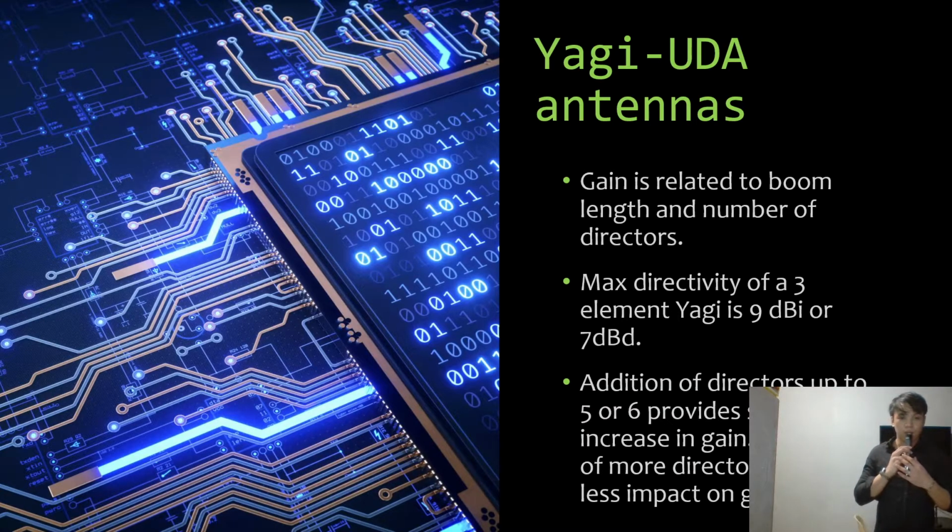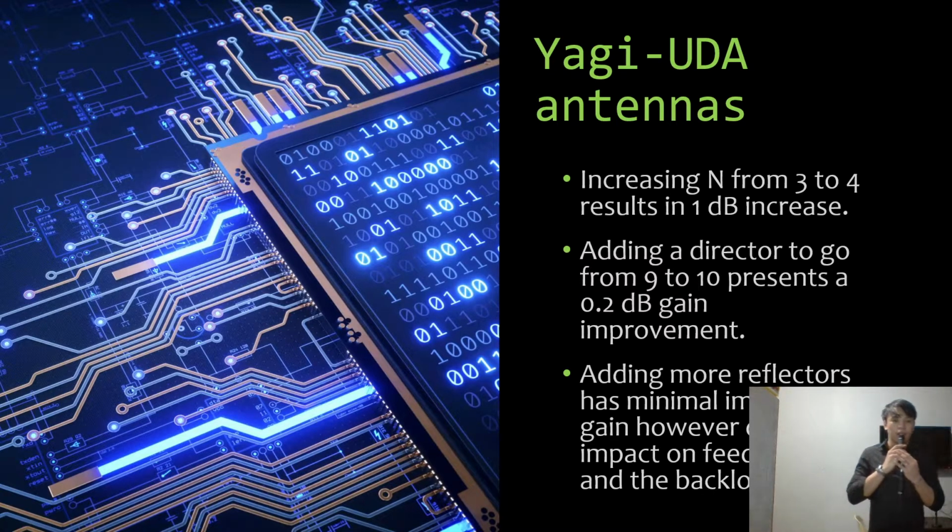So the max directivity of a 3-element Yagi is 9 decibels or 7 decibels. The addition of directors up to 5 or 6 provides a significant increase in gain, and the addition of more directors has much less impact on gain. So increasing N from 3 to 4 results in a 1 decibel increase. Adding a director to go from 9 to 10 presents a 0.2 decibel gain improvement.